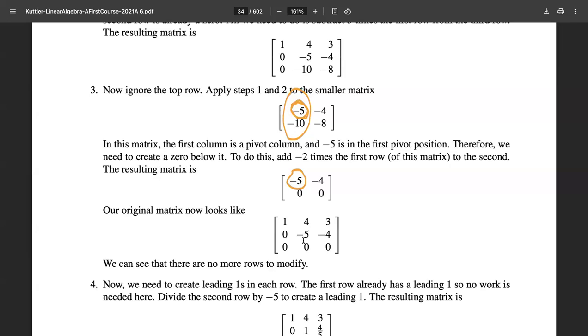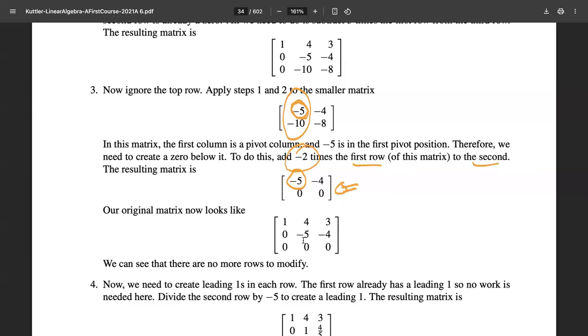So I want to turn the -10 to a 0. So all I need to do is add -2 times the first row to the second row. This will be the resulting matrix. And now I can plug this back into the original matrix.